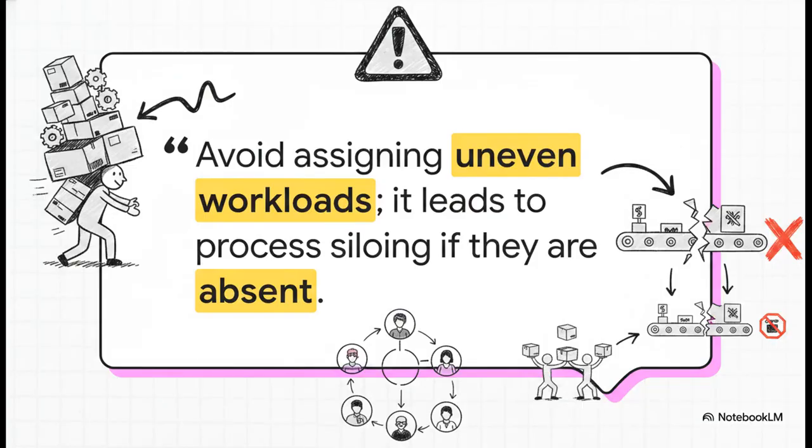Now, when we reach that step of assigning owners, there is a massive trap you need to watch out for. I want to highlight this direct quote from our source material. Avoid assigning too much to one person. Uneven workloads lead to process siloing where everything stops if they are absent. This is such a critical warning. Relying entirely on one key employee to shepherd multiple complex tasks creates a dangerous single point of failure. I mean, if that person takes a well-deserved vacation or calls in sick, your entire manufacturing line comes to a screeching halt because all that vital knowledge is siloed with them. You absolutely have to distribute the load across the team.